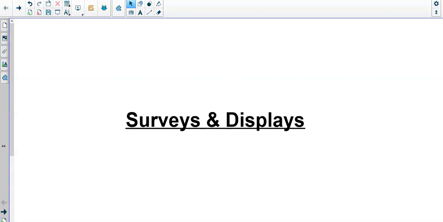So in 12.1, we're going to talk about the beginning of statistics, and that we're going to talk about surveys and displays. Because when you do statistics, it's basically like an analysis of a collection of data. And to get that collection of data, you've got to get out there and collect it somehow. You've got to find a way to gain that information.